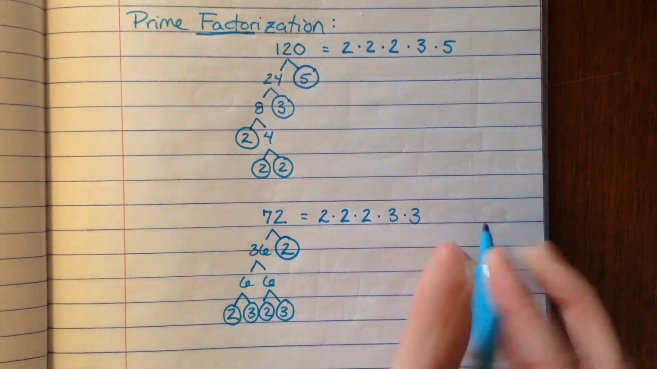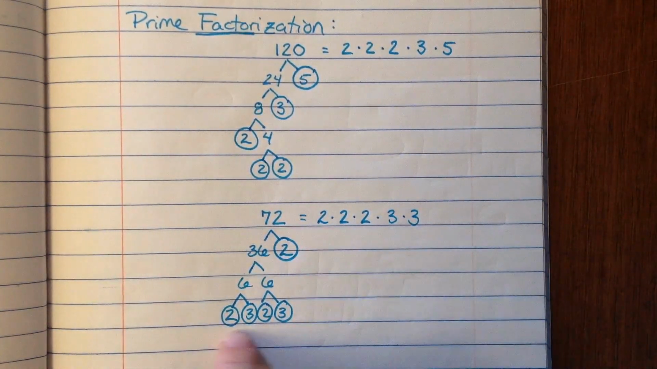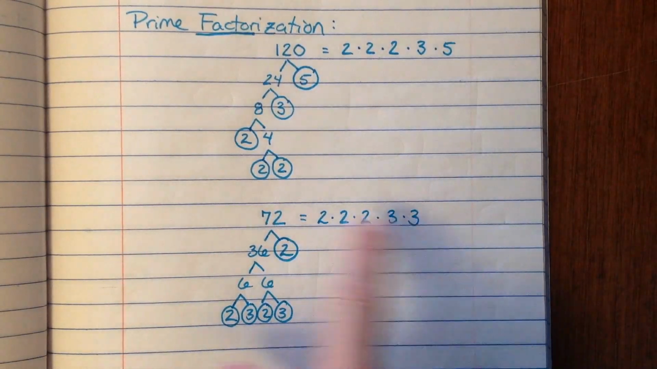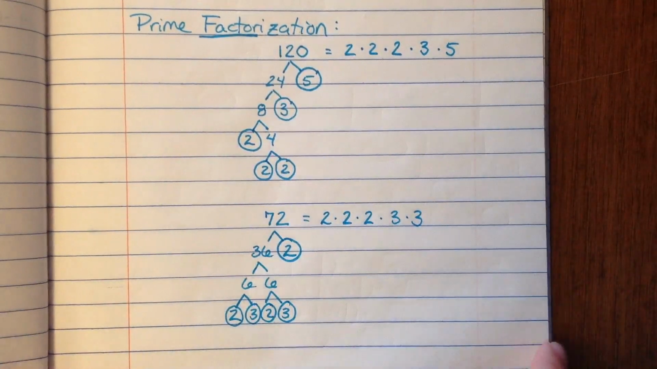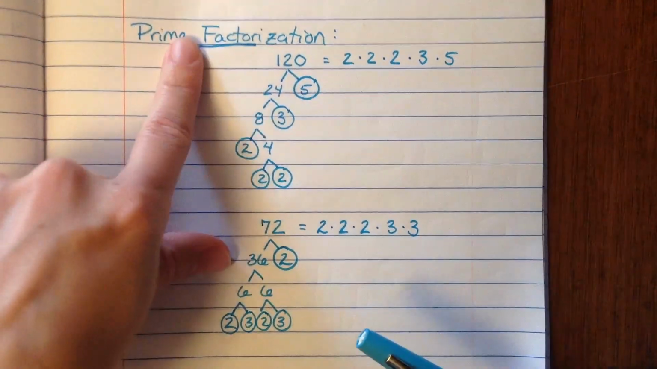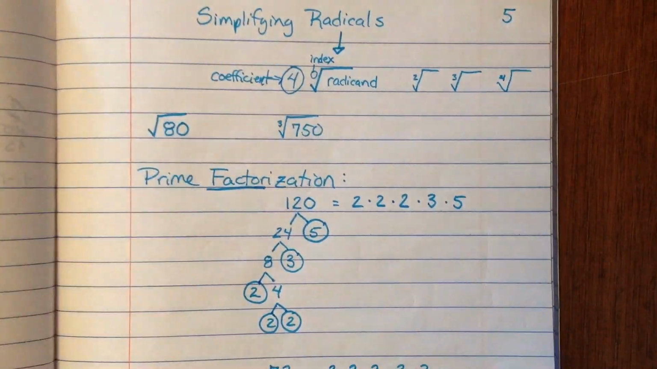But it will be nice if you have those numbers in order from least to greatest, also all grouped together. So notice we have 3 2's and 2 3's, and if you multiply that together, you do get 72. And so that is called the prime factorization. And prime factorization is the skill that we are going to need to know in order to fully simplify radicals.